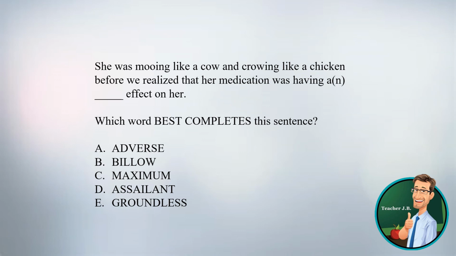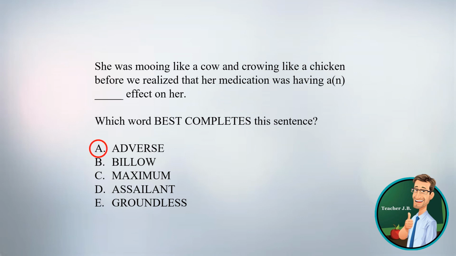She was mooing like a cow and crowing like a chicken before we realized that her medication was having a blank effect on her. Now, something's wrong. She was taking medication, but it's not going well. Is it adverse, below, maximum, assailant, or groundless?